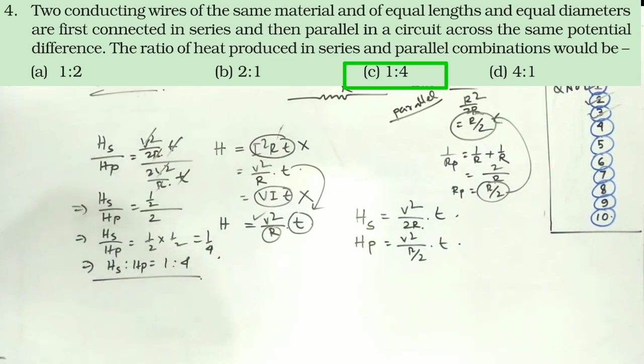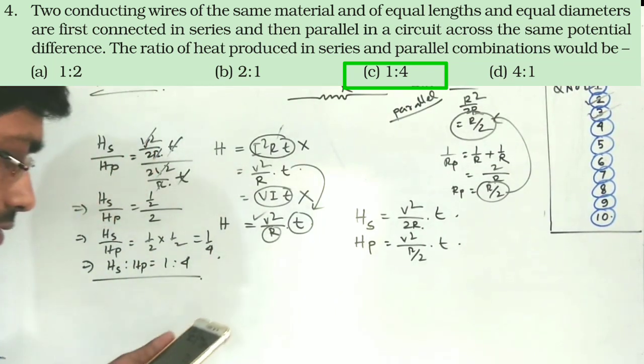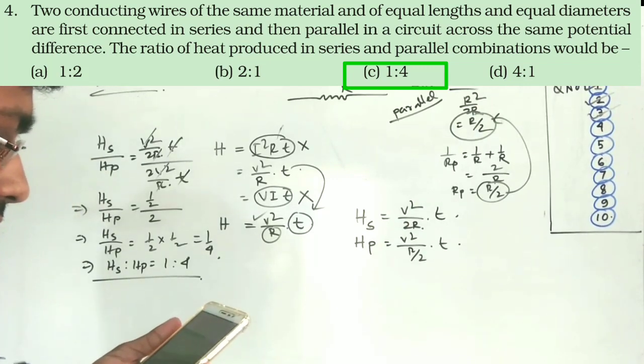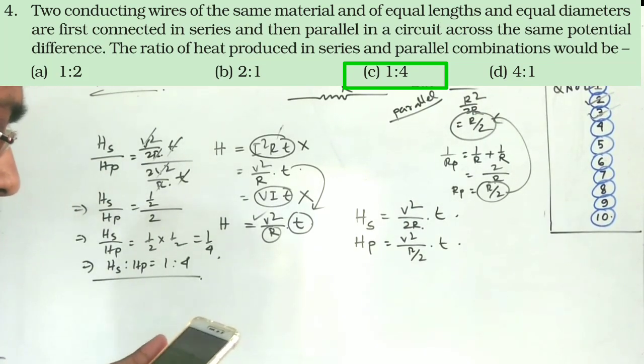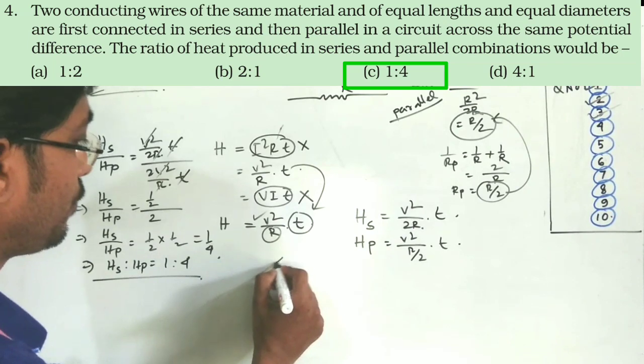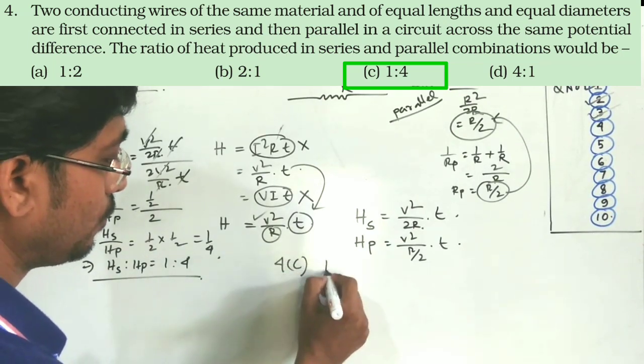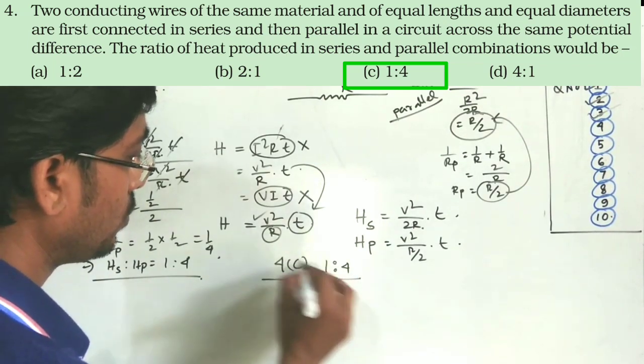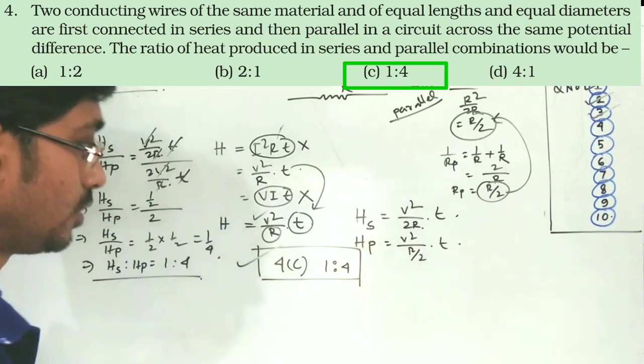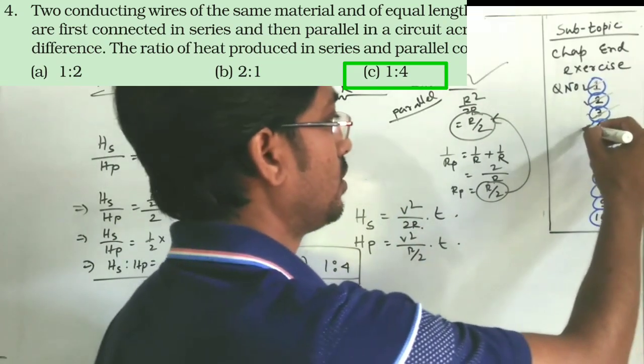So 1 is to 4. So the answer will be, write, see where the option lies. It is 4C. 1 is to 4. 4C. So the option will be 4C. 1 is to 4. This will be the answer. So we have done question number 4.